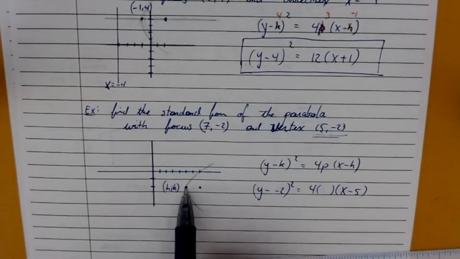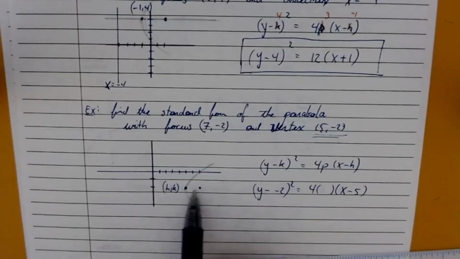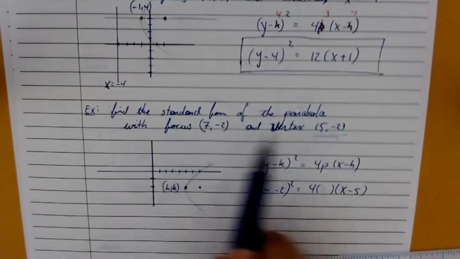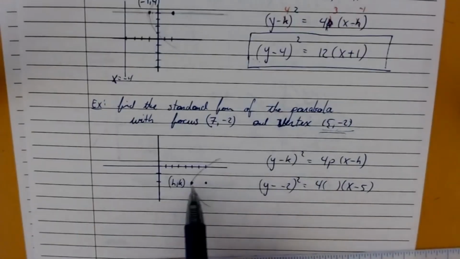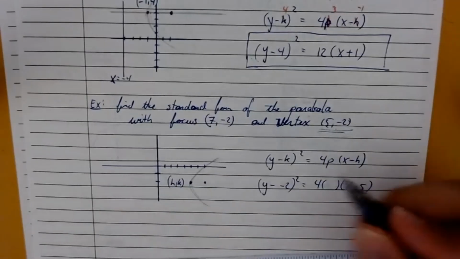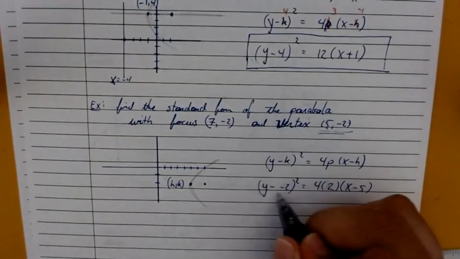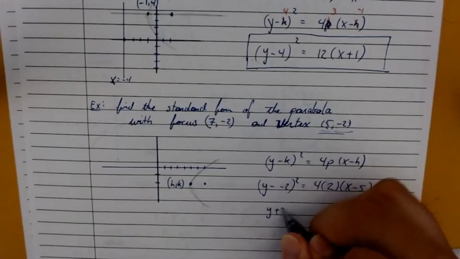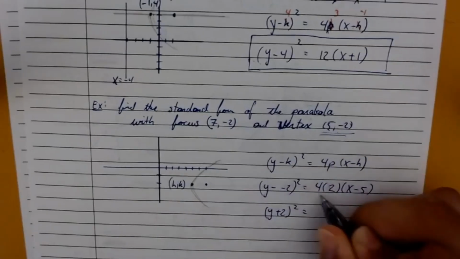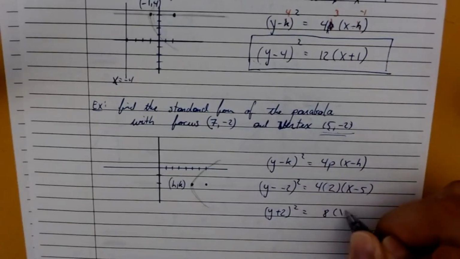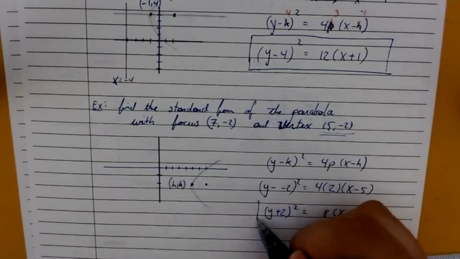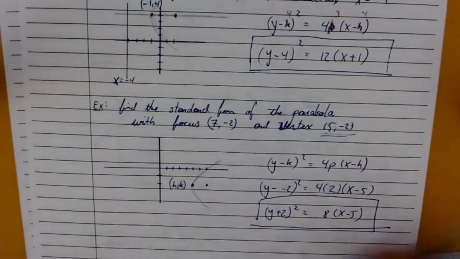P is simply the distance from the vertex to the focus or from the vertex back to the directrix. But we have both of those. The distance between this point and that point are 2 steps. 1, 2. So here P must equal 2. And so our result is going to be, double negative makes that a positive, y plus 2 squared equals 8 times x minus 5. And that is our result.